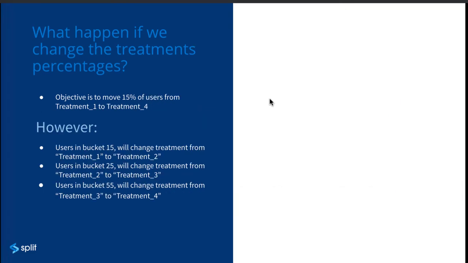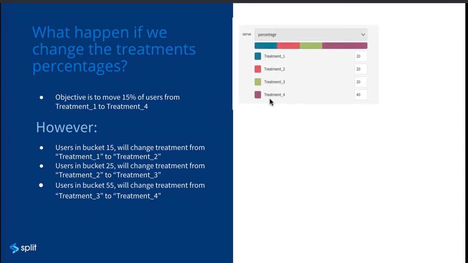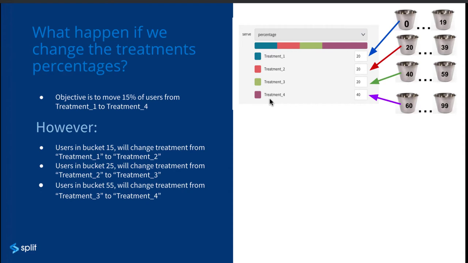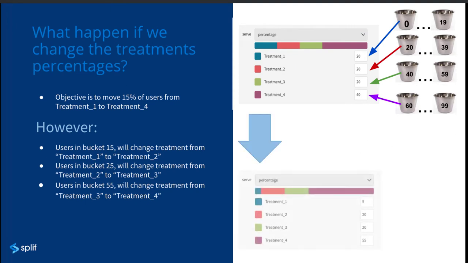Here is another example. Now, if we have 4 treatments, and we map the buckets, here's how they're going to map. Let's say we have 20, 20, 20%, and then the last one is 40%. And let's say the objective is to move 15% of treatment 1 into treatment 4. Now, we can see that treatment 1 and treatment 4 are not adjacent.